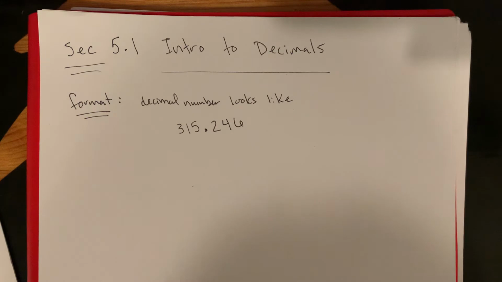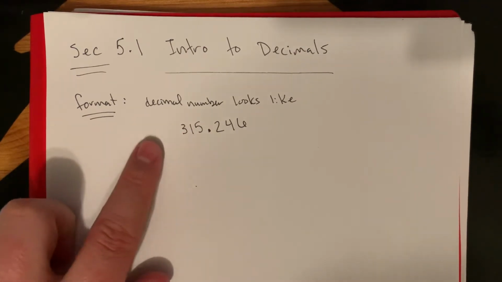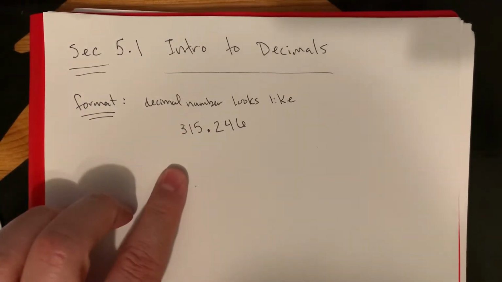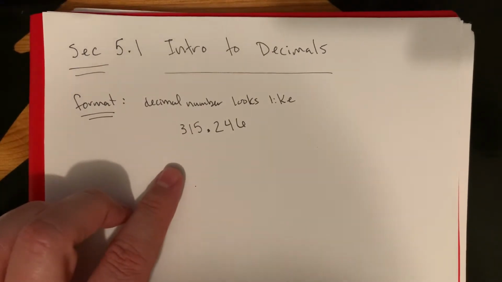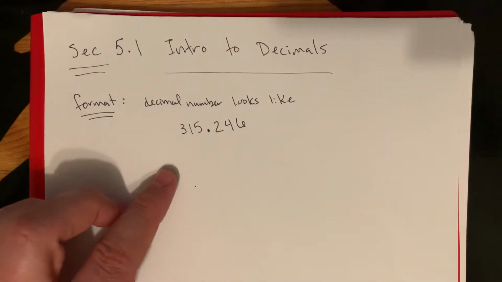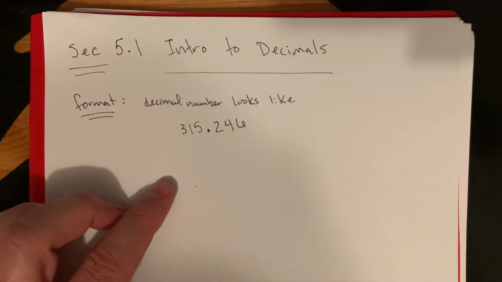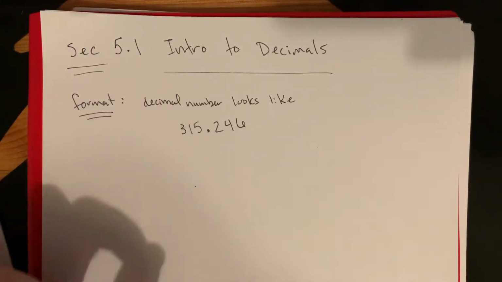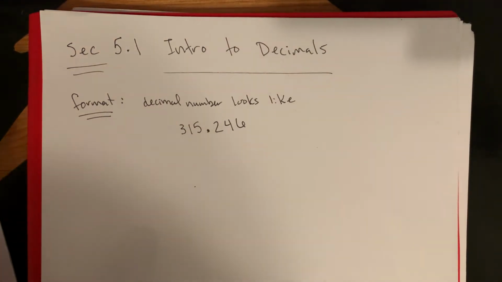So I will just sort of start with an example. What do decimals look like? So the format, right? Decimal numbers look something like this. So what we would say, this is 315 and 246 thousandths. Sort of informally, 315.246. Right, we'll go through the full sort of naming thing.